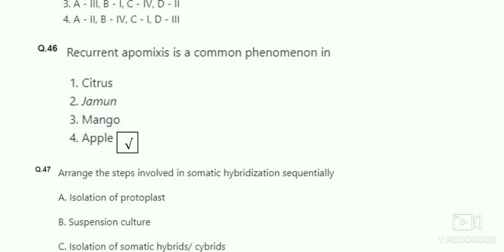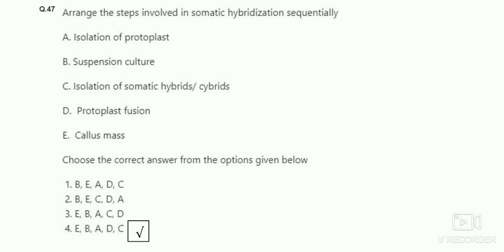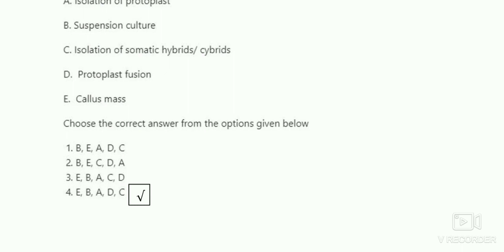Recurrent ecomyxis in apple. Arrange the steps involved in somatic hybridization. So friends, first what is the correct answer? You have to take a callus mass, then suspension culture, then isolation of protoplast, then protoplast fusion, and at last isolation of somatic hybrid or cybrid. What is the difference between cybrid and hybrid? In cybrid, cytoplasm of both parents and nucleus of only one, and in the case of hybrid, nucleus of both, cytoplasm of a single parent. Okay.